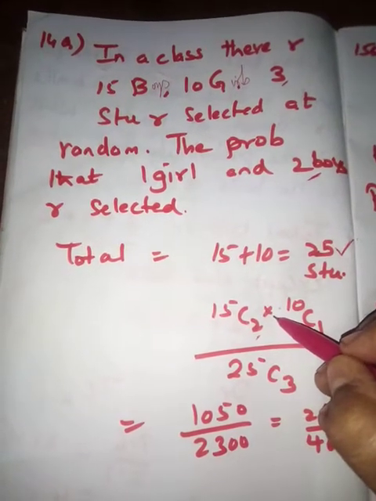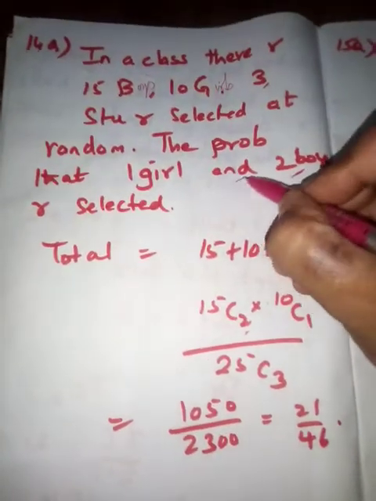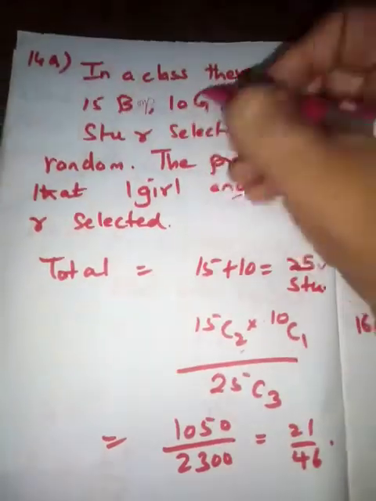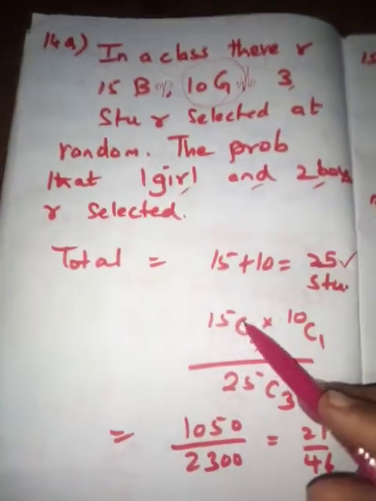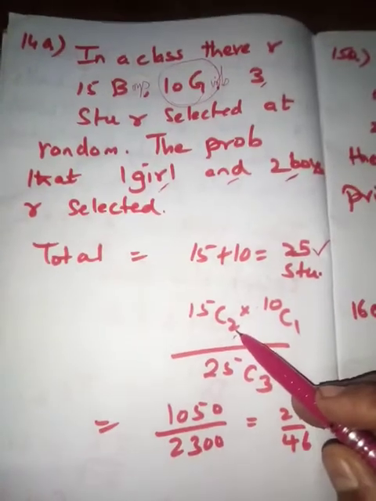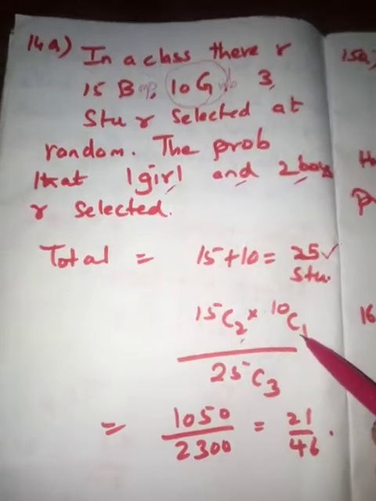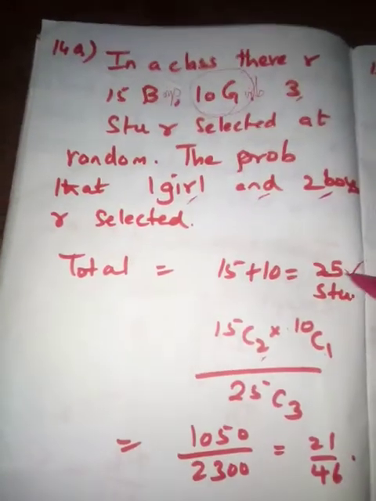into, and in the sense is nothing but into. Last one is 10C1 because we have 10 girls. We have to select definitely 1 girl. So out of 15 we have to select 2. Out of 10 we have to select 1. So 15C2 into 10C1. By total there are 15 plus 10, 25 as we have seen.